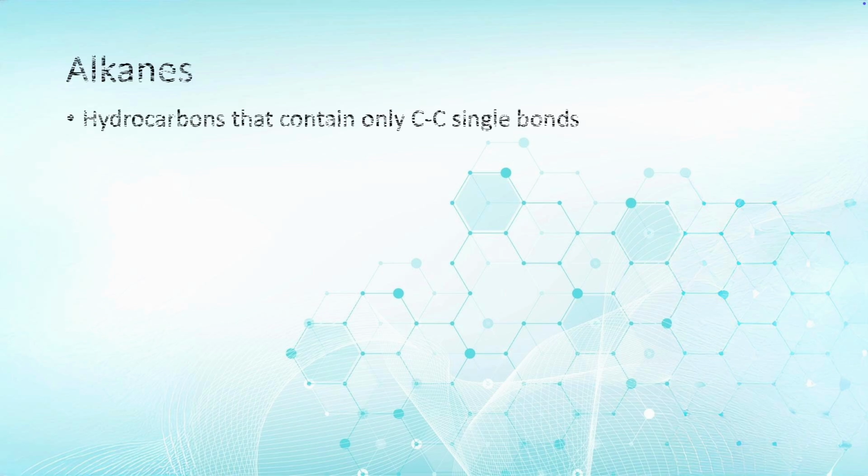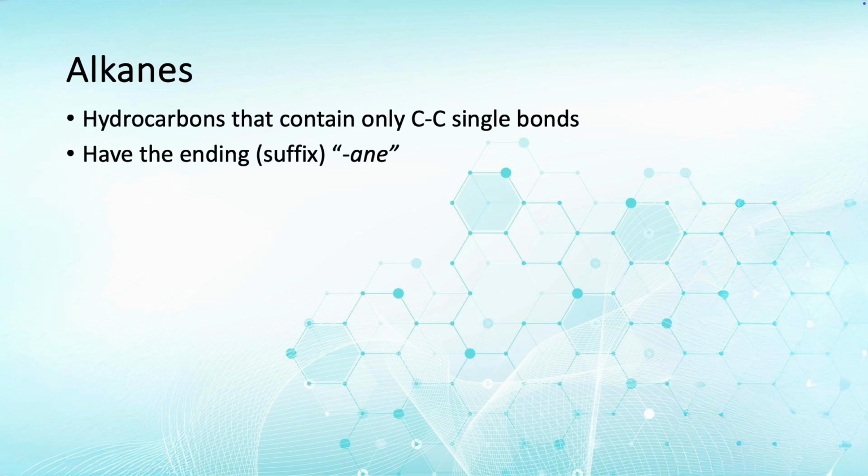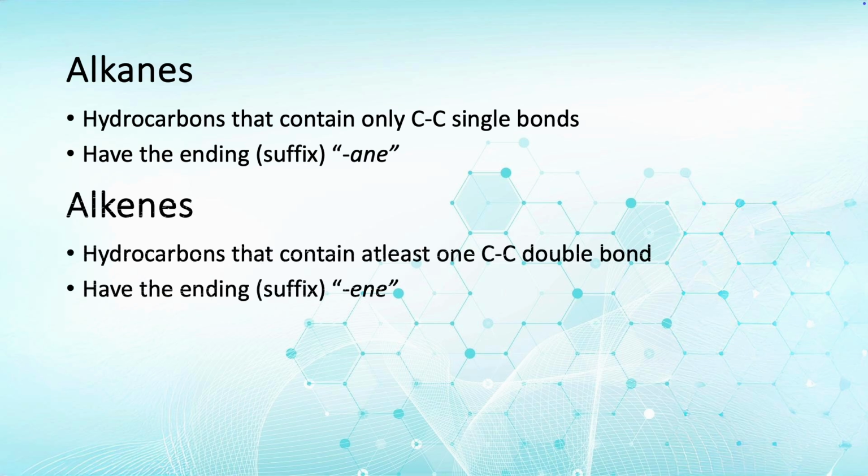Alkanes are hydrocarbons that contain only carbon-carbon single bonds. Alkanes have the ending -ane. Alkenes have at least one carbon-carbon double bond. They could have single bonds and multiple double bonds, but cannot have carbon-carbon triple bonds. Alkenes have the ending -ene.